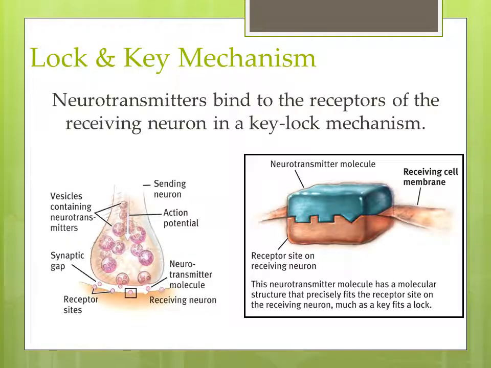Okay, so the first thing to look for with prescription drugs is they try and find a lock and key mechanism. Neurotransmitters bind to the receptors of the receiving neuron in a lock and key mechanism. The neurotransmitter here is going to attach itself to the receptor, and it's going to match perfectly. The neurotransmitter molecule has a structure that precisely fits the receptor site on the receiving neuron, much like a key fits in a lock. So these little neurotransmitters have no problem attaching themselves to the receptor.